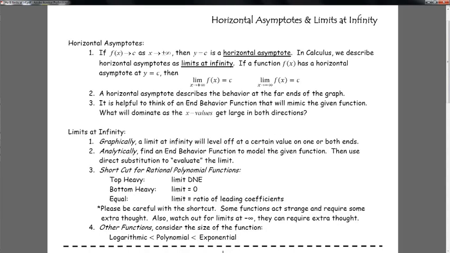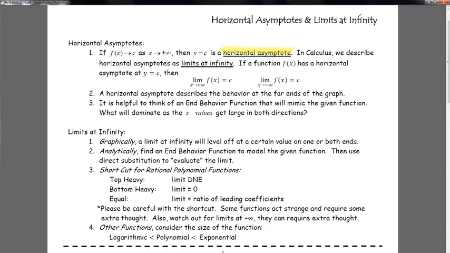Alright, we're going to actually go into horizontal asymptotes. They're the partner in crime for the vertical asymptotes. And in calculus, when we talk about a horizontal asymptote, we're talking about limits at infinity. Just to remember, a horizontal asymptote is where, as I go to the ends of my function, I'm approaching some sort of y value. Usually we use a dotted horizontal line.